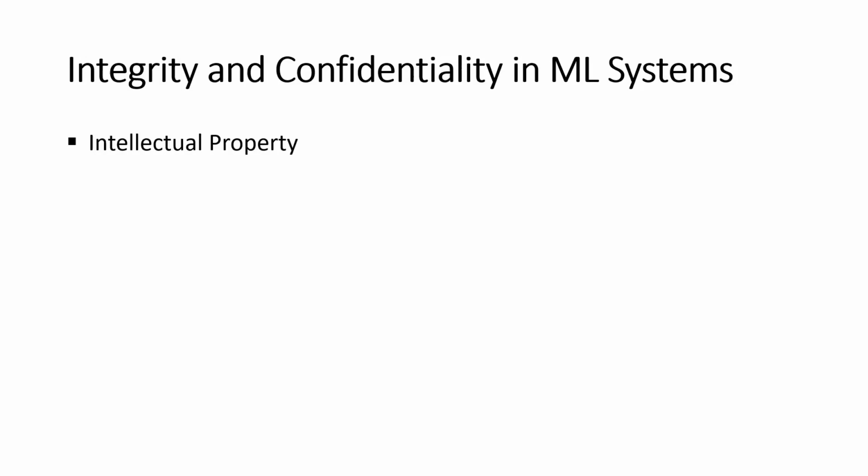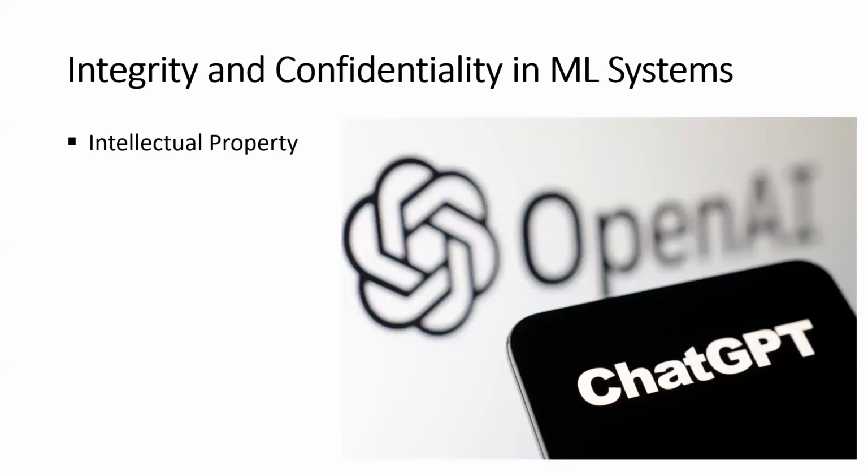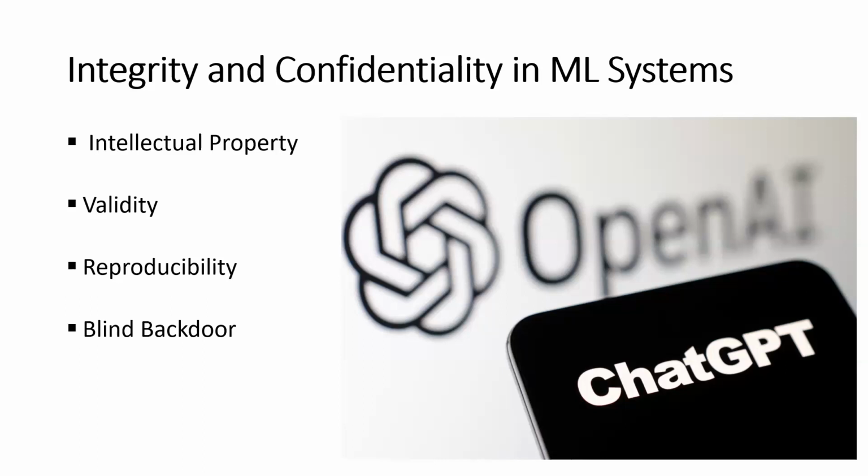For machine learning systems, there are lots of integrity and confidentiality problems. For example, once a machine learning model is developed, the company needs to preserve the intellectual property. We need to check that the computation results are valid and based on a committed model. We need experiment results to be reproducible, and maybe in the training someone has implanted some backdoors in the machine learning system, and we want to prevent that.